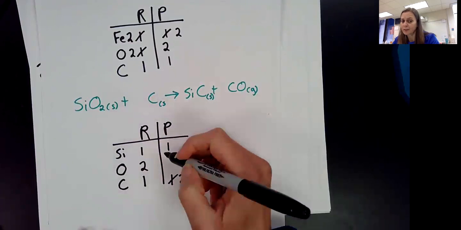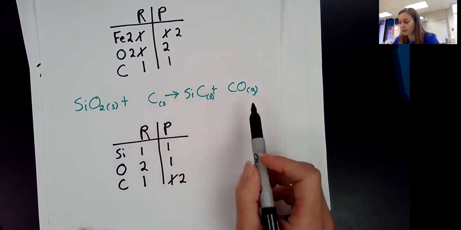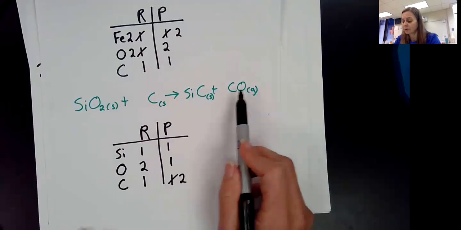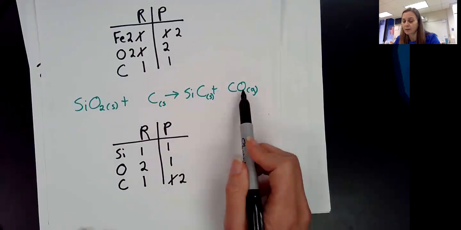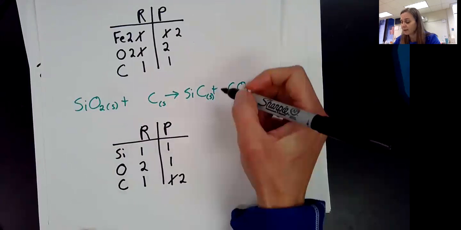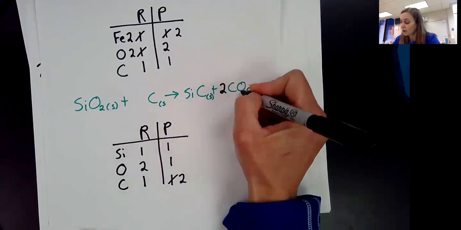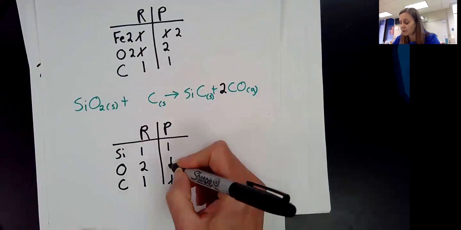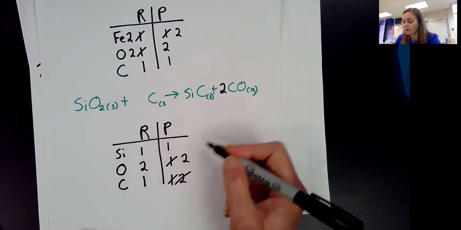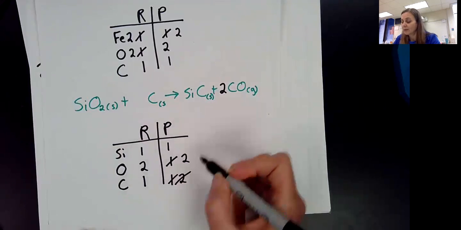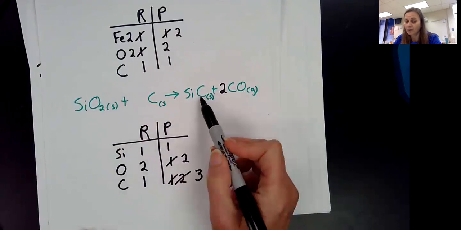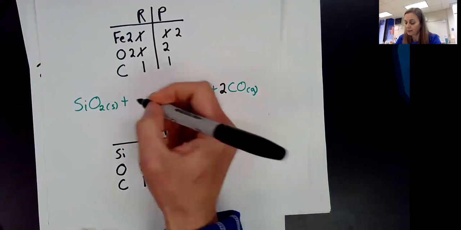I'm going to choose to address the oxygen first because the carbon is in 2 different compounds, so I'm going to fix the oxygen first. Since I have 2 oxygens on the reactant side, I'm going to put a 2 in front of the carbon monoxide. That's going to give me 2 oxygens, but it's also going to give me now 2 plus 1, so 3 carbon. Now, because I have 3 carbon on the product side, I'm going to come back and put a 3 in front of carbon on the reactant side.